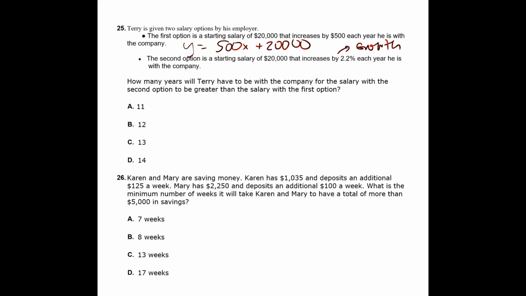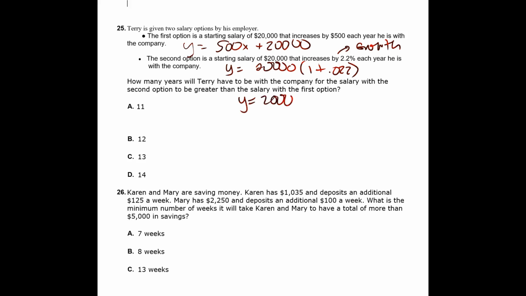All right, so this is my initial value. So y is equal to A, which is 20,000, times 1 plus, as a decimal, 0.022. So I can rewrite this as y is equal to 20,000 times 1.022 raised to the x power. It says, how many years will Terry have to be with the company for the salary with the second option to be greater than the salary with the first option?